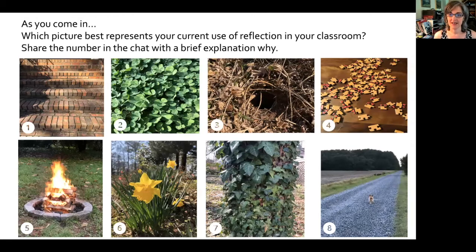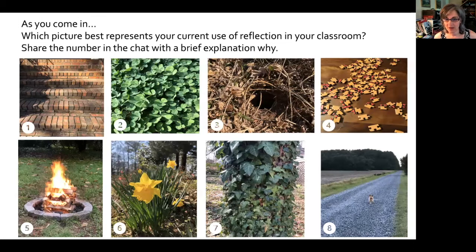So someone said number 4, which is a puzzle, because I'm trying to get them to put the pieces together. Number 1, I'm trying to get them to explore in an elevating way. So that's the stairs. Let's see. Trying to get a good selection of the different pictures. Number 8, because I use reflection as part of my own practice, but I'm trying to figure out how best to incorporate it into my lessons. Excellent.